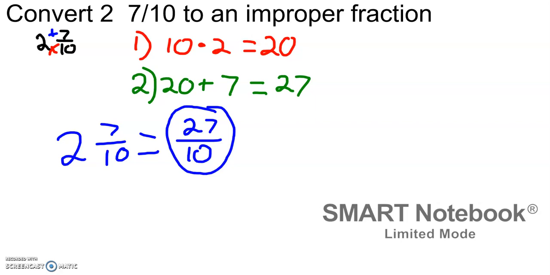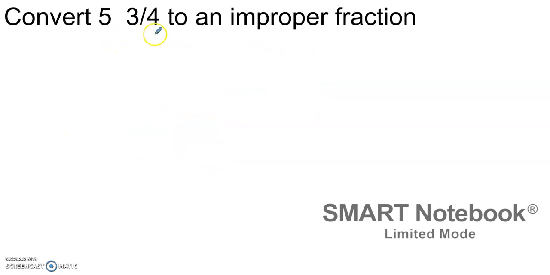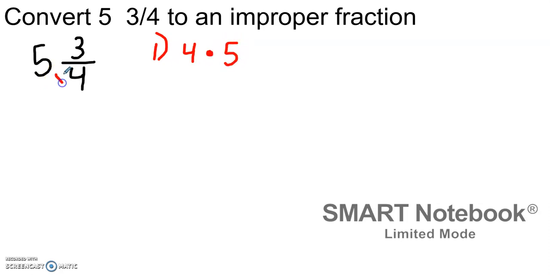Now that I have that in my notebook, let's try one more example. Here we have convert 5 3/4 to an improper fraction. Again, I'm just going to rewrite the fraction the way that we like to see it, because typing is a little bit harder with that. Step 1 says I'm going to take my denominator, which in this case is 4, and multiply it by my whole number. So we are doing 4 times 5, and 4 times 5 gives us 20.